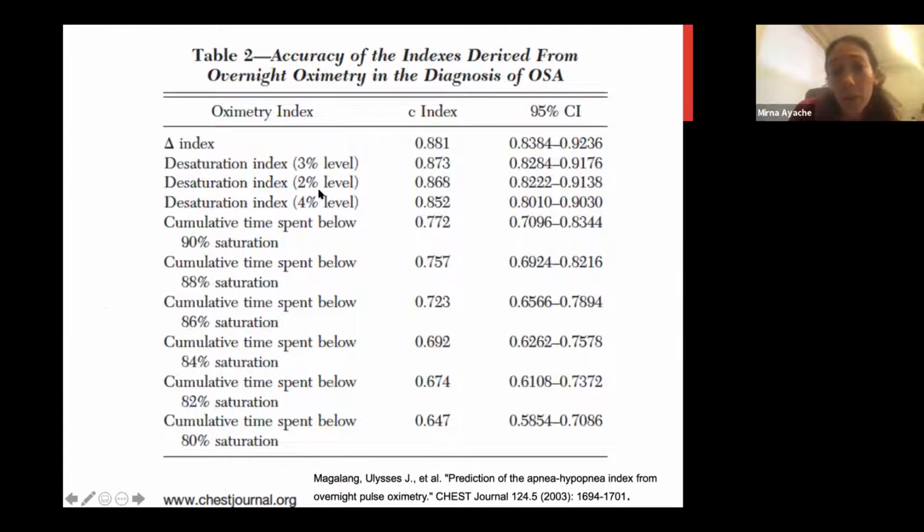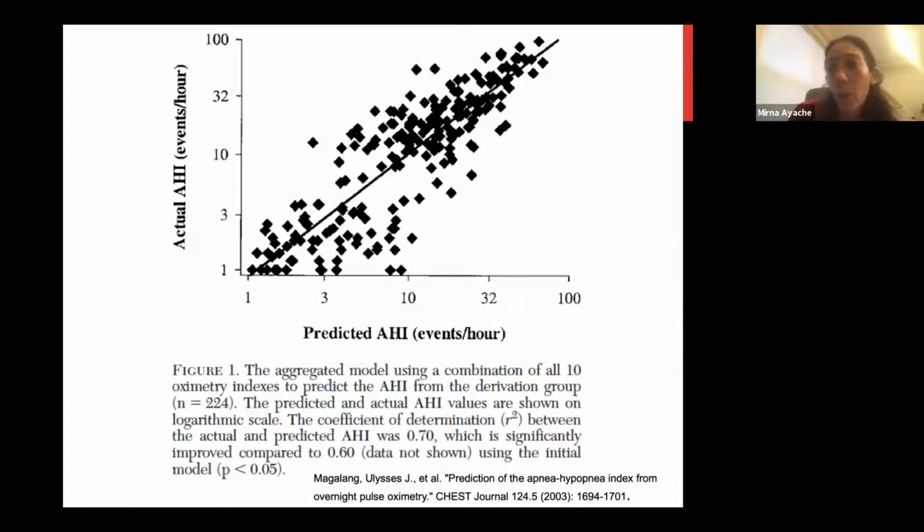Desaturation index 3%, 2%, and 4% were also predictive. They also used cumulative time spent below 90% and 88%, and those were also predictive, not as good as the desaturation index, but still predictive. What they did is take these 10 parameters, put them all together, and create a model whereby you can put the numbers in and it gives you a predicted AHI. Based on that, they found that the predicted AHI correlated really well with the actual AHI.